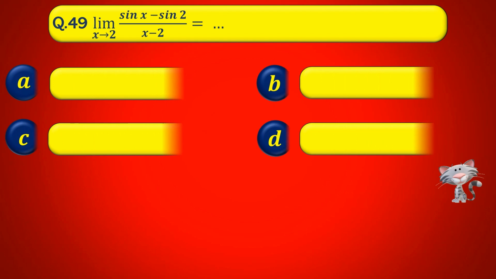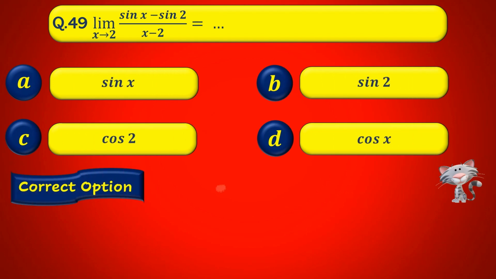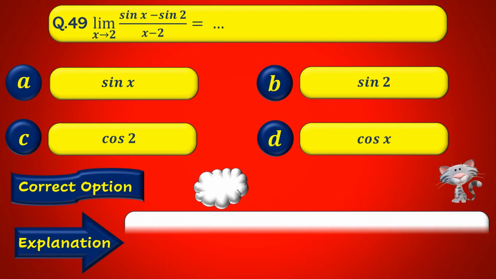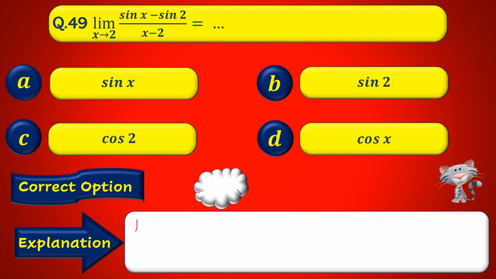Question number 49. Limit x approaches 2 of (sin x minus sin 2) over (x minus 2) is equal to. And the options are, let's see which of these options is the correct option. By definition, f dash a is equal to limit x approaches a, f of x minus f of a over x minus a. Here a is equal to 2, therefore f dash 2 will be equal to limit x approaches 2 of f of x minus f of 2 over x minus 2.